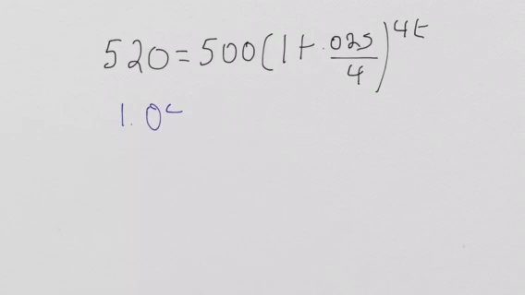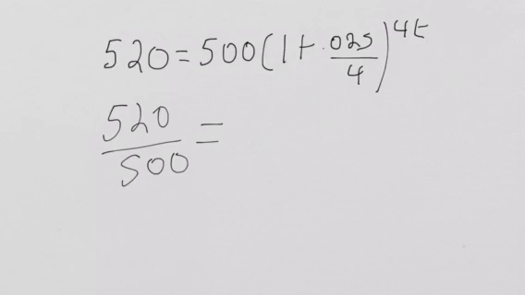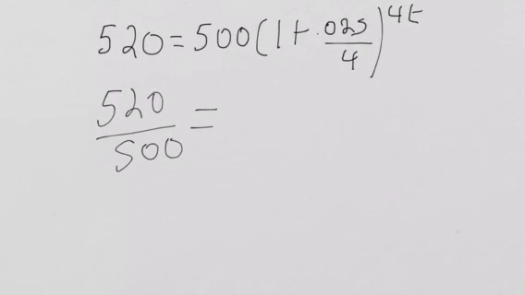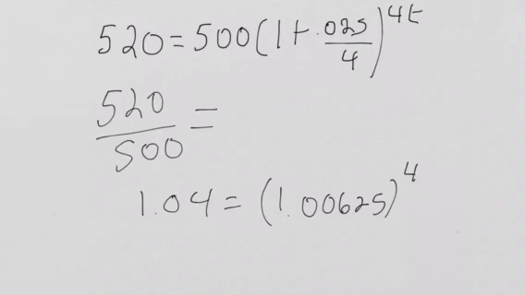It won't always be, sometimes it's just easier to leave this as a fraction rather than trying to convert it to a decimal. So sometimes it's easier to just say 520 divided by 500 equals. But if you don't want to write that and it is a nice decimal that you can write out, then you can always just write out the decimal 1.04. So that's equal to 1 plus, let's actually do our 0.025 divided by 4 again. That was 0.00625. So we'll just say 1.00625 raised to the 4t.